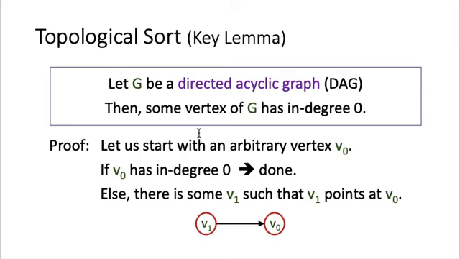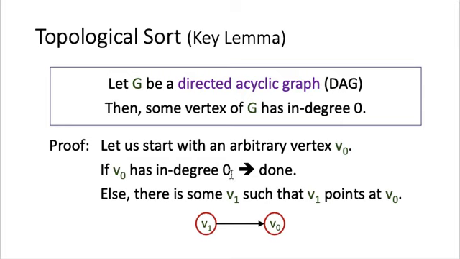Okay, so we are going to show this by a constructive method. Let us start with any vertex, an arbitrary vertex V0. Now, if V0 has integer 0, then we are done. Then we have already shown that some vertex has integer 0. If it is not, then V0 must have some integer larger than or equal to 1.